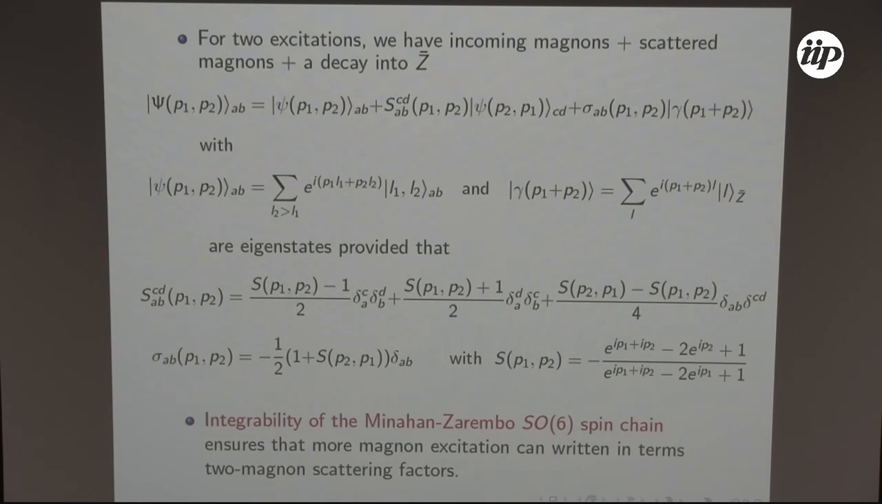Okay, then you may think, okay, but this is really getting difficult. Then if you had three magnons, you're going to make an ansatz for the scattering of three particles into three particles. And here is where integrability kicks in and simplifies things. Integrability ensures that more magnon excitations can only be written in terms of two magnon scattering factors, and that's it. Once you know the two magnon scattering matrices, you get everything you need to write all possible magnon excitations and diagonalize this full spin chain. Okay, this is nothing new. That was already known since the work by Minahan and Zarembo.